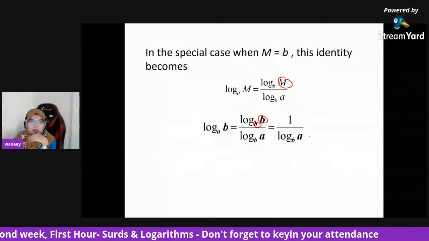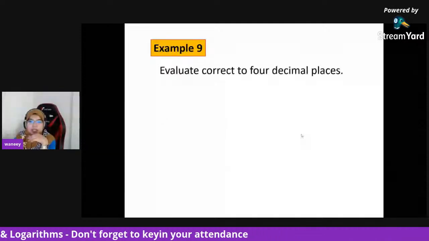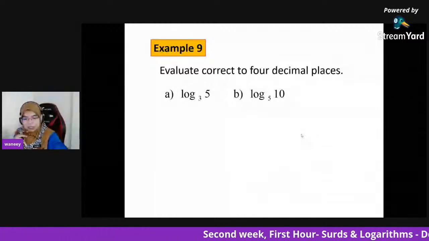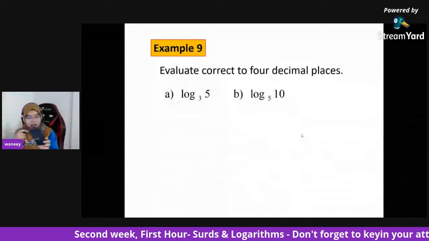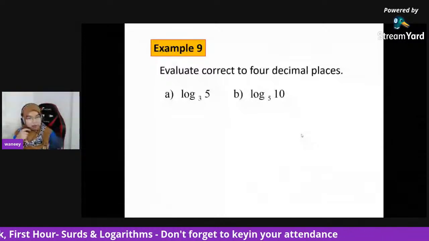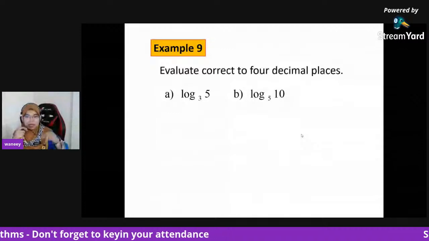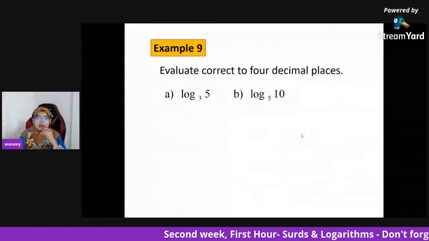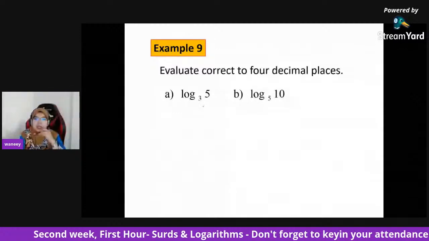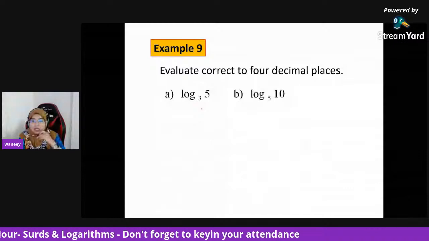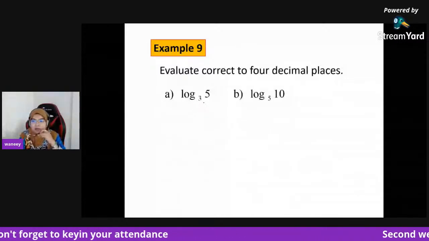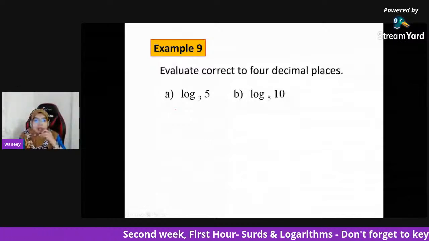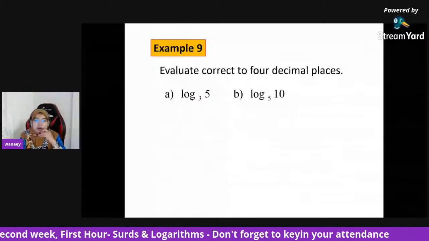Now example 9, evaluate correct to 4 decimal places. If you are using a normal calculator, just like mine, you cannot change the base. Using the grey one, I think you can change the base. But for a normal calculator, we cannot change the base, so we have to know how to change the base so that we can use our calculator to find the value of the log. For example, let's say we have log_3 5.